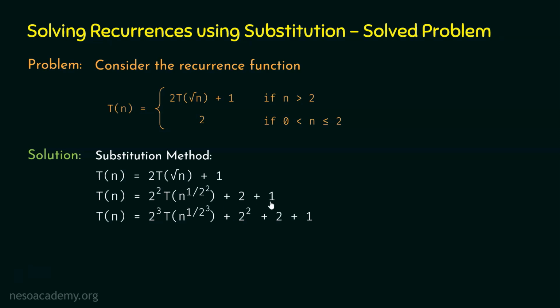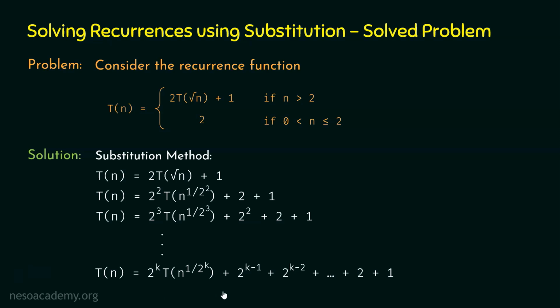Same thing we can observe here as well. If we have the power as 2 of 1/2 here, then here also the power must be 2 of 2. Then we have 2^1 here, then 2^0. In the same way, we can say if we continue up to Tn^(1/2^k), then the equation must look like this. Tn = 2^k times Tn^(1/2^k) plus 2^(k-1) plus 2^(k-2) and so on up to 2^1 plus 2^0. 2^0 is equal to 1, that's why I have written 1 here.